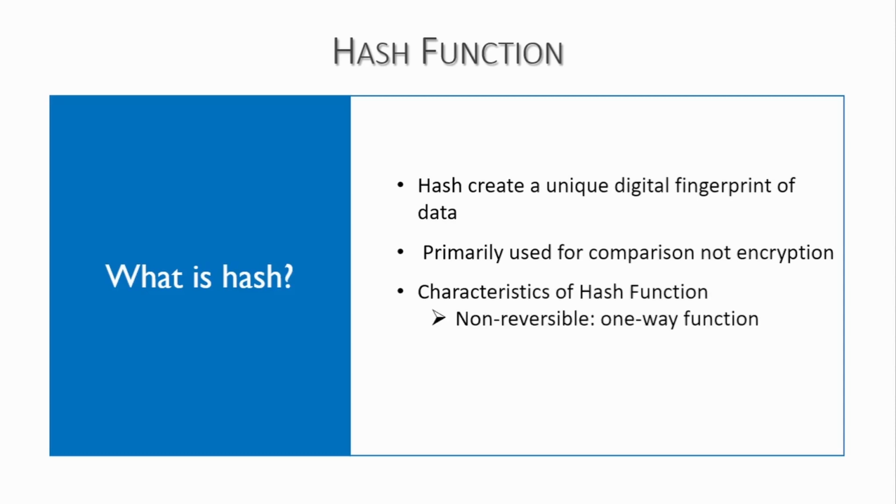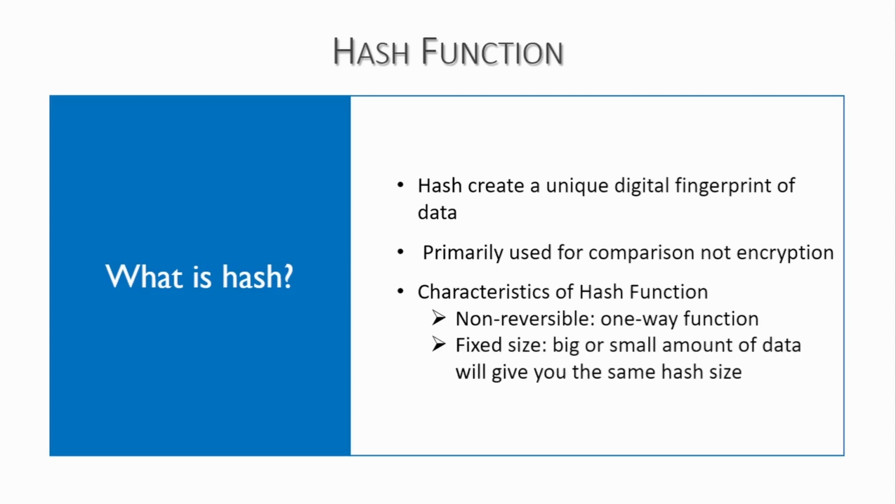First, they are non-reversible, or one-way functions, which makes them different from encryption. Because with encryption, you can encrypt, then decrypt the data to get it back to its plain text form. But with hash, you can't reverse. You can't take the hash result and try to get the original plain text data.